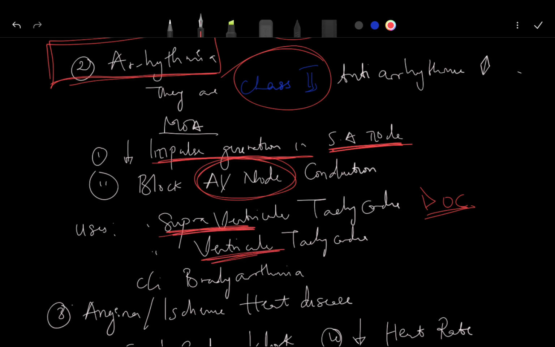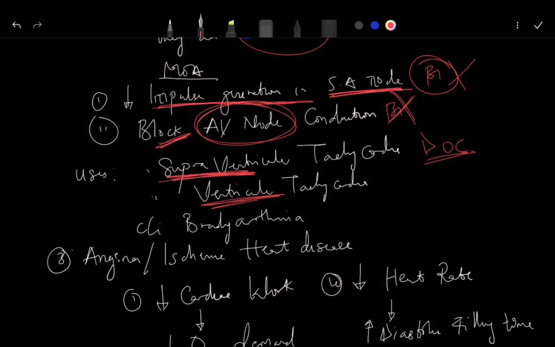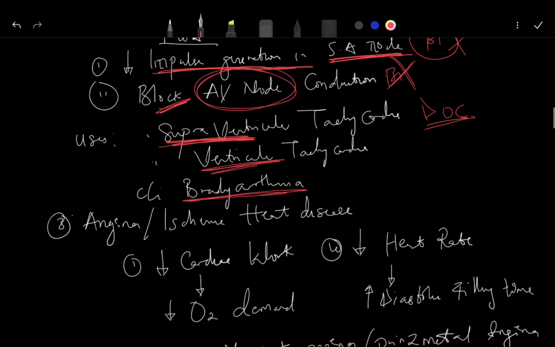You know, the SA node contains beta 1 receptors. Even the AV node also contains beta 1 receptors. So when you give a beta blocker, they are going to block the generation of impulses and also block the propagation of such impulses. They're going to cause AV block. So that is why we don't give beta blockers in a patient that is having bradyarrhythmia. You know, arrhythmia could either be tachy or brady. So if a patient is having bradyarrhythmia, you don't give beta blockers because they will worsen it and it's going to cause heart block. Okay, so take note of that.